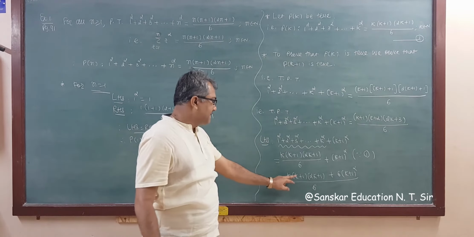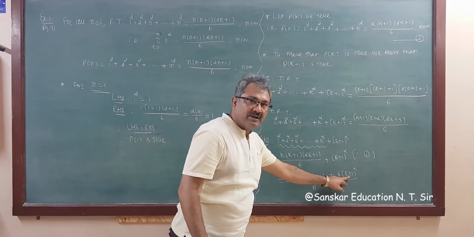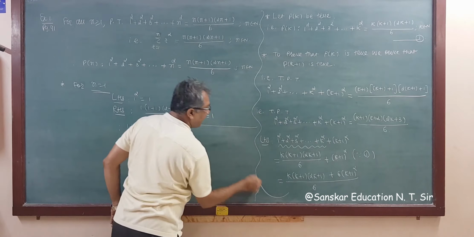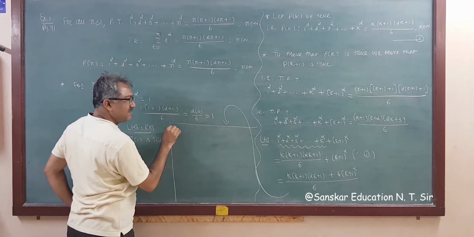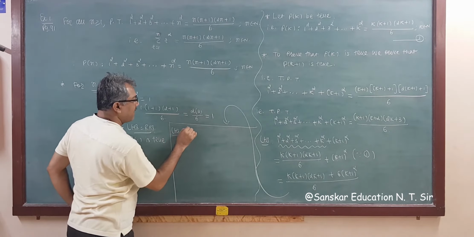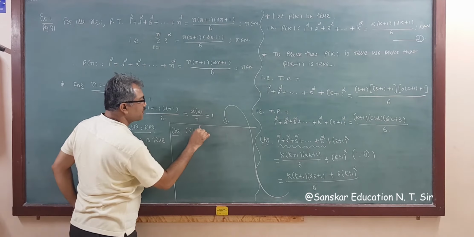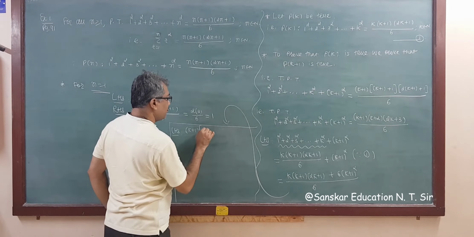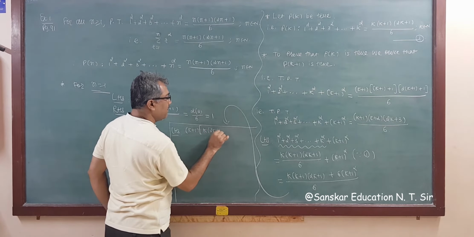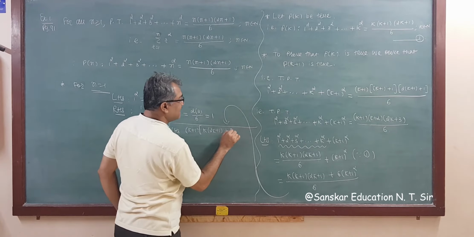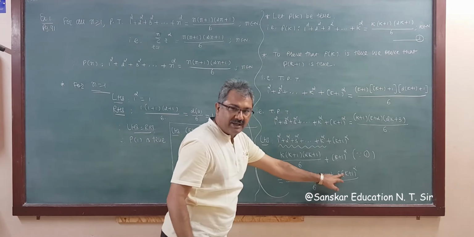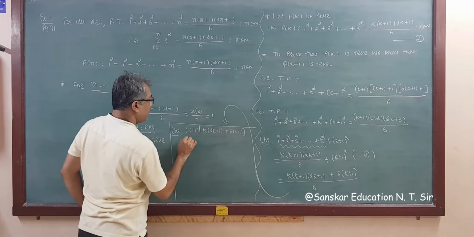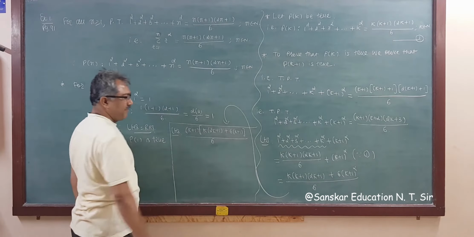Now see, k plus 1 is common. So I am taking k plus 1 common and writing here. Right. So this is your left hand side. K plus 1 is common. So the remaining term will be k into 2k plus 1. So k into 2k plus 1 plus 6 times k plus 1 is remaining here, so k plus 1 whole upon 6.